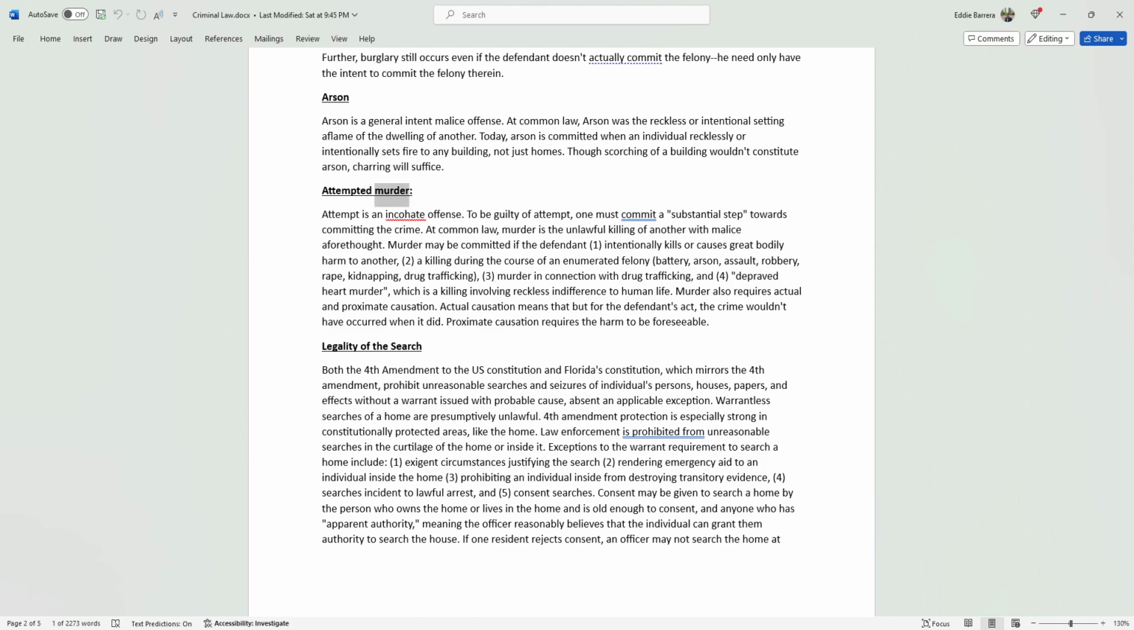Attempted murder. Attempt is an inchoate offense. To be guilty of attempt, one must commit a substantial step towards committing the crime.